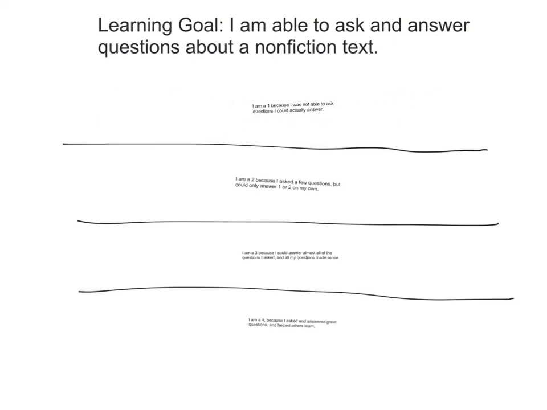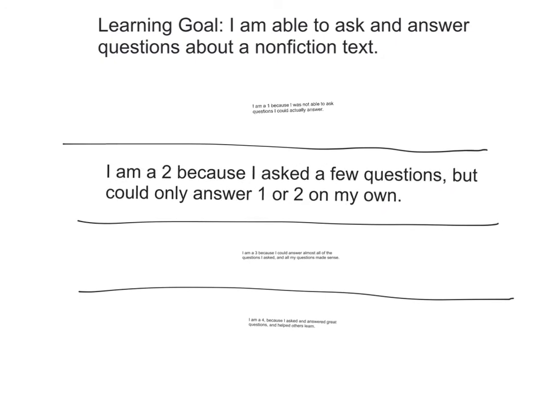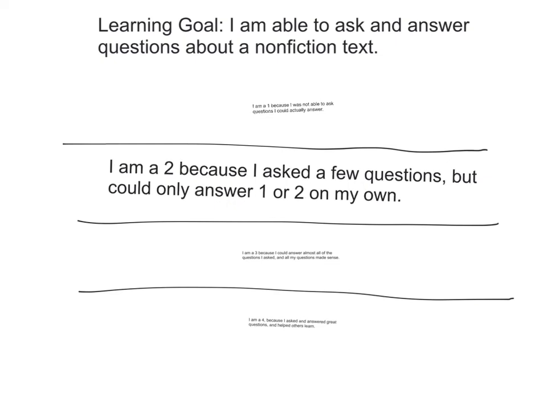Let's look at what a 2 looks like. A 2 would be, I am a 2 because I asked a few questions but could only answer 1 or 2 on my own. So if you were listening and your questions never really got answered, it could be either that maybe the questions you were asking were a little bit off, or maybe you weren't quite listening to the answers, or maybe you didn't hear the answers. Maybe you were trying really hard, but you just didn't quite solve the mystery. That would be a 2, and we'll work on that.